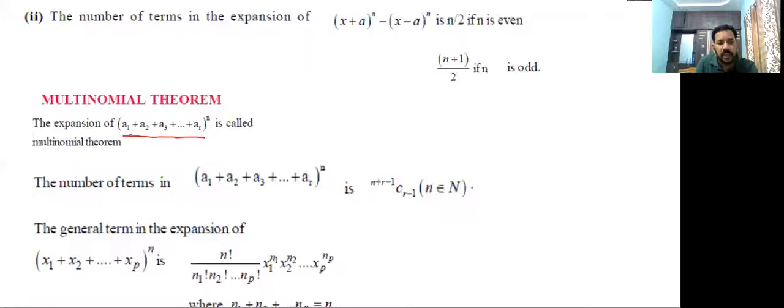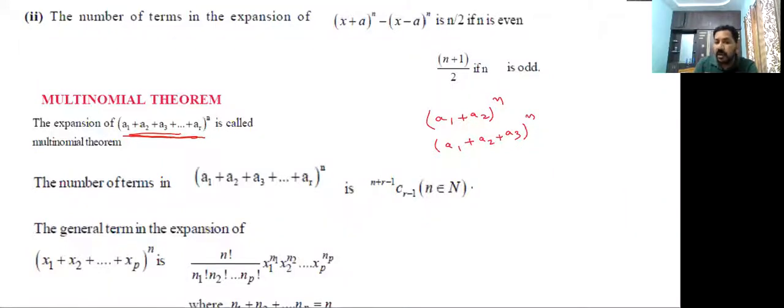That means here, how many terms are there? There are r terms. If only two terms are there, (a1 + a2) whole power n, this is binomial. (a1 + a2 + a3) whole power n is trinomial. If four terms are there, quadrinomial. 5 terms, 6 terms, 7 terms, overall we will say those are the multinomial theorem.